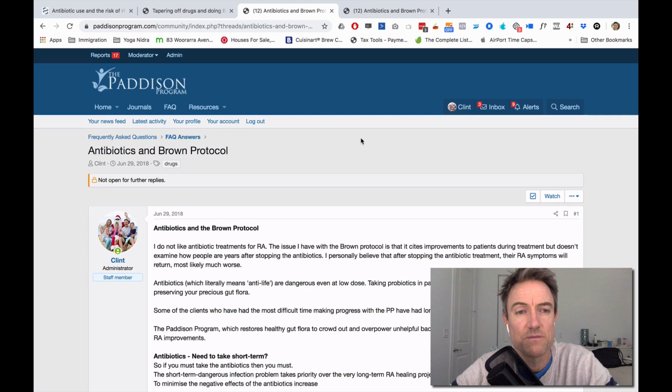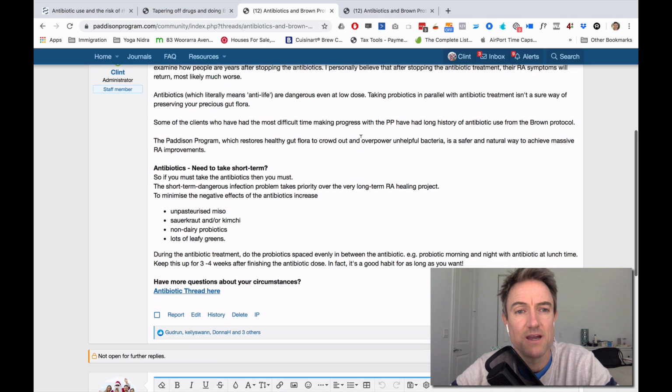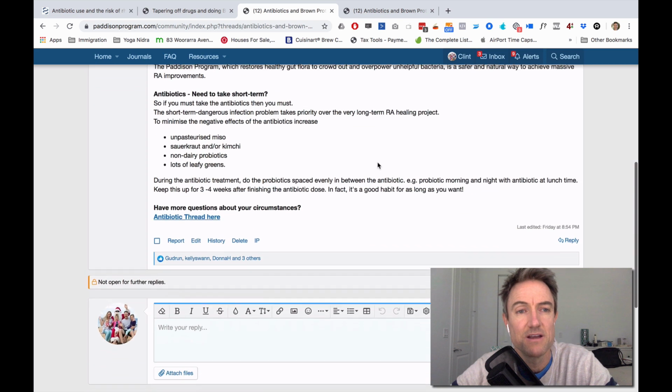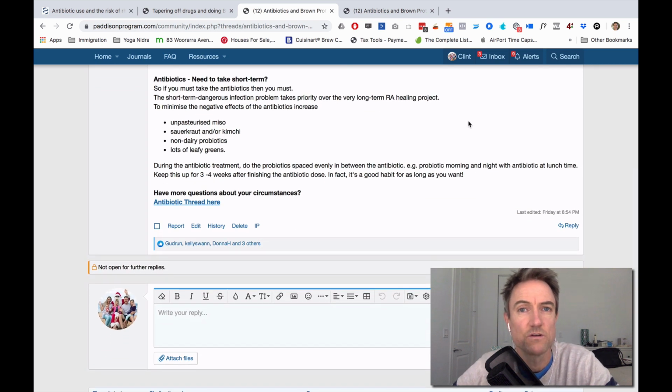Go into antibiotics, and after the first section here, I have another section called antibiotics. Do you need to take them short term? If you need to take antibiotics short term, then you should look at this as an acute health situation that needs to be addressed before you get back onto your long-term healing journey. Always when something comes up that's an acute issue with our health, that has to be the priority, and the RA stuff can wait, and we can get back on that healing path after we address our short-term issue. So if we must take antibiotics and it's the only way forward, then we must.